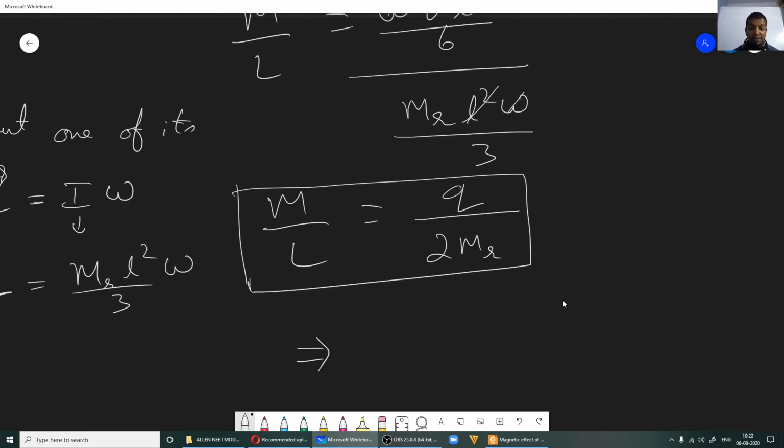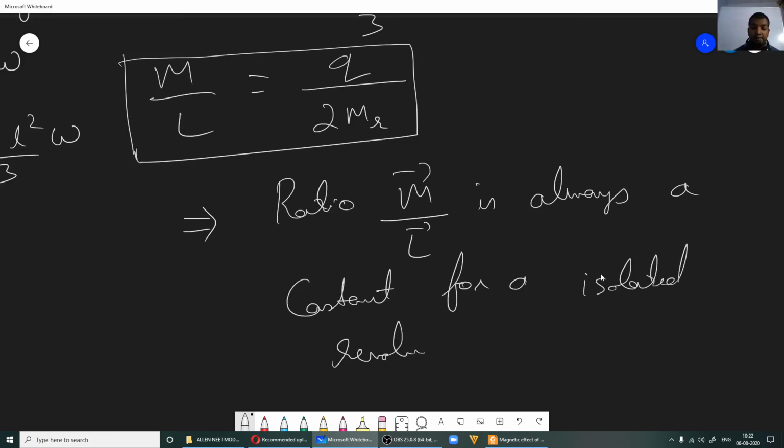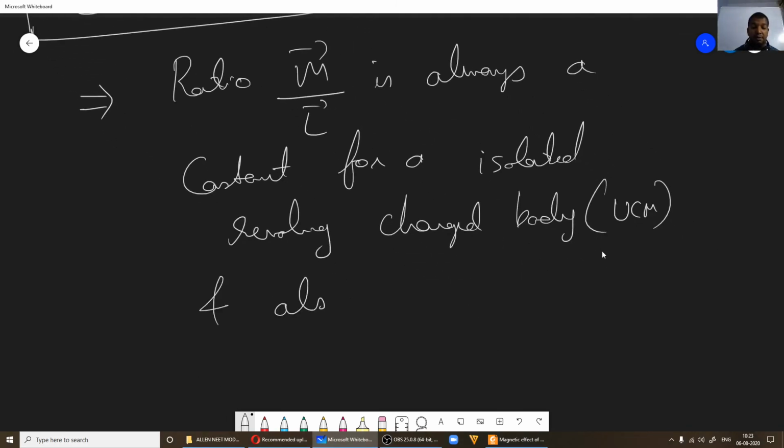Okay, now what this signifies is that the ratio m divided by L is always a constant for an isolated body, you can say a point charge which is revolving in uniform circular motion. Okay, for an isolated revolving charged body. So that is, it should move in uniform circular motion. Okay, and also for uniformly charged bodies. Okay, uniformly charged bodies.